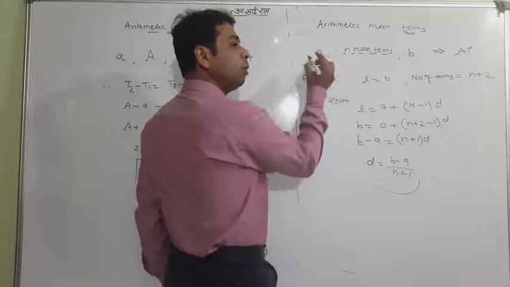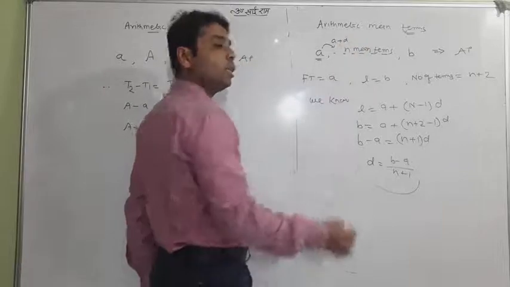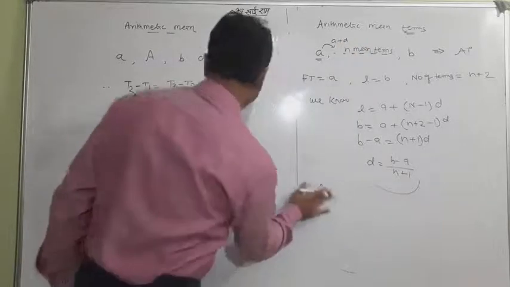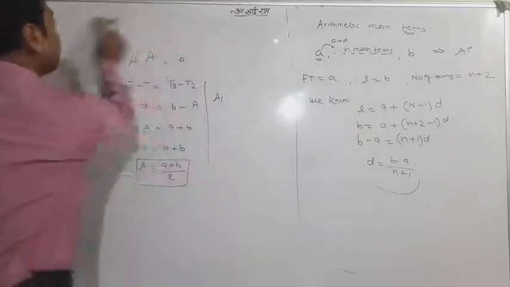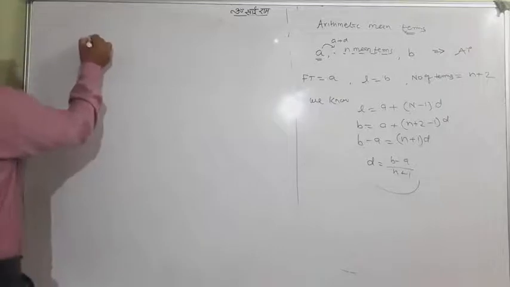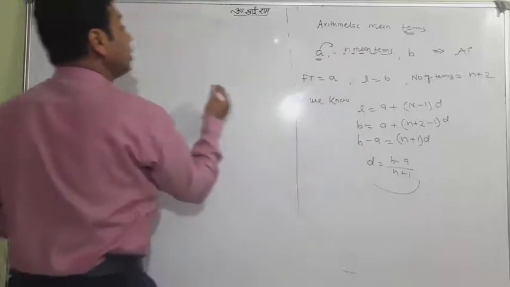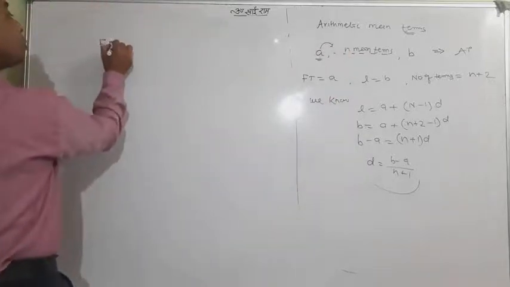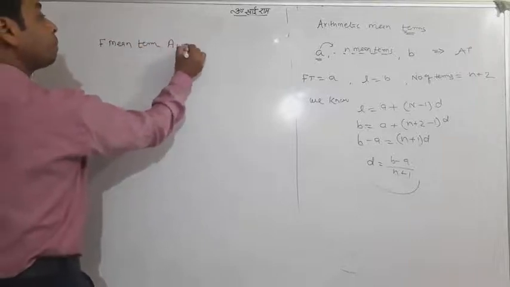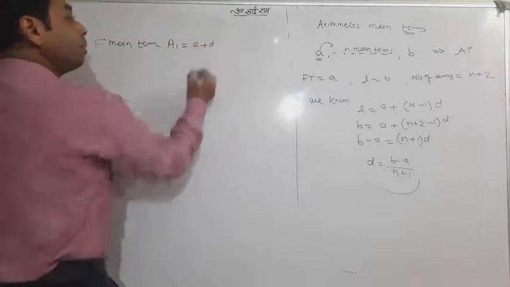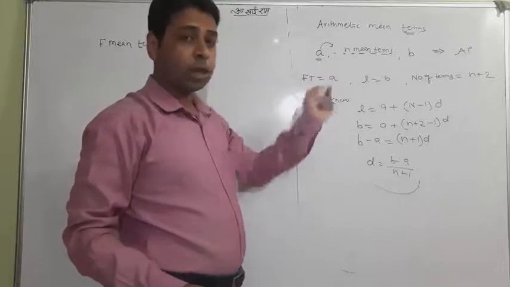Look at this, this is the first term A. After A, it will be A plus D. This is the first mean term. So the first mean term is given by A1. Look at this, this is the first term, student. After it will be the first mean term, and the first mean term is given by A1. And this is A plus D, because after A what will be coming? A plus D. So D you have already found, A is given, so A plus D can be found out.